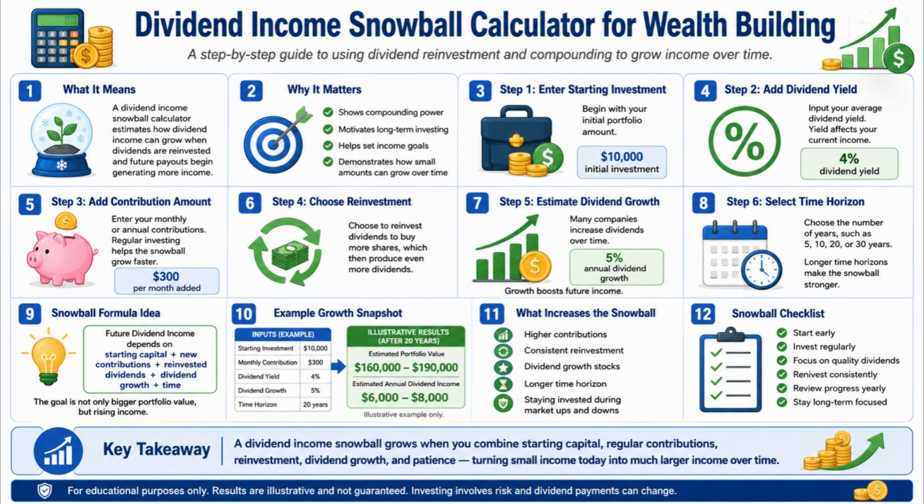In addition, the fourth step is to choose reinvestment. Reinvesting dividends means using the dividend income to buy more shares instead of spending it immediately. Because those extra shares can also generate dividends, the snowball effect becomes stronger over time. Consequently, reinvestment is one of the main reasons dividend income can expand so effectively.